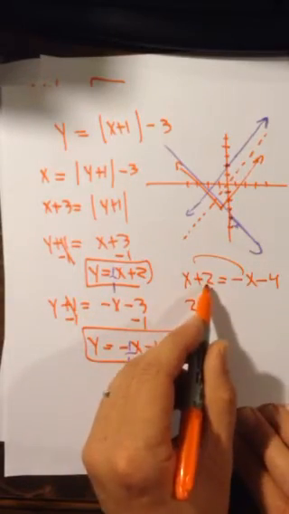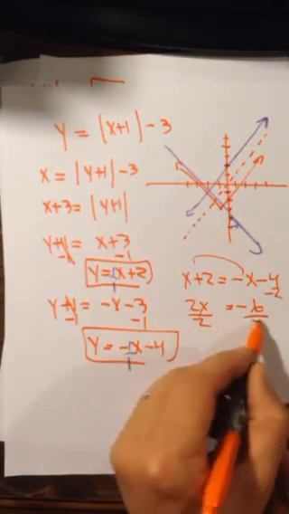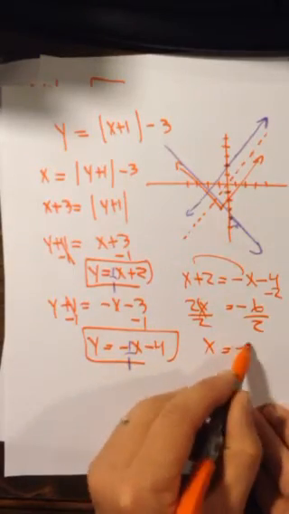I get 2x. I minus 2 from both sides. Looks like I have a negative 6. Divide by 2, divide by 2. I get x equals negative 3.